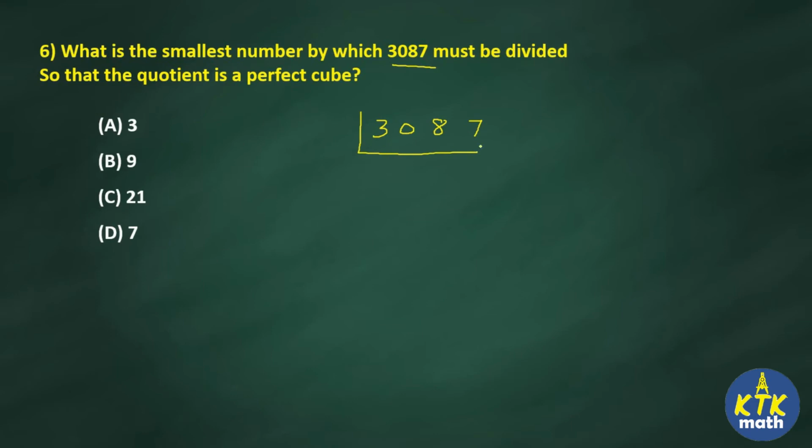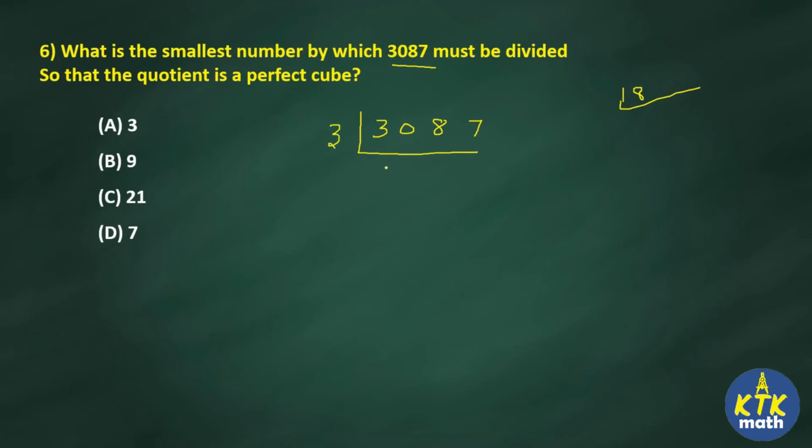I cannot take 2 because it's an odd number. So shall I check with 3? How are we going to check with 3? Sum of digits concept. So add the digits of 3087. When I add all these, you will get 18. 18 comes in the 3 table. Therefore I can go with 3.